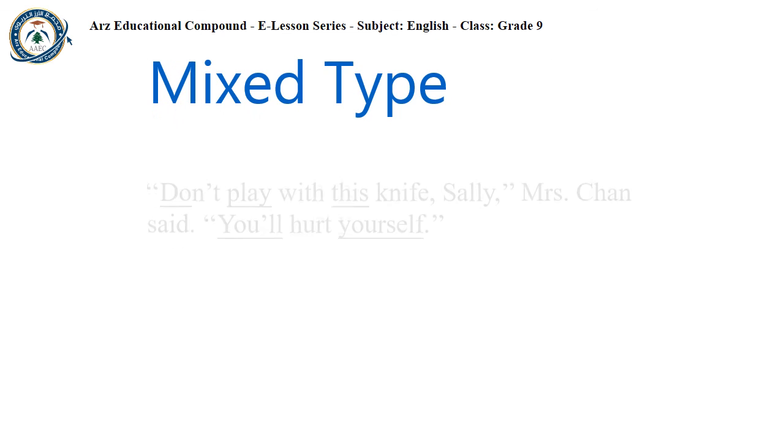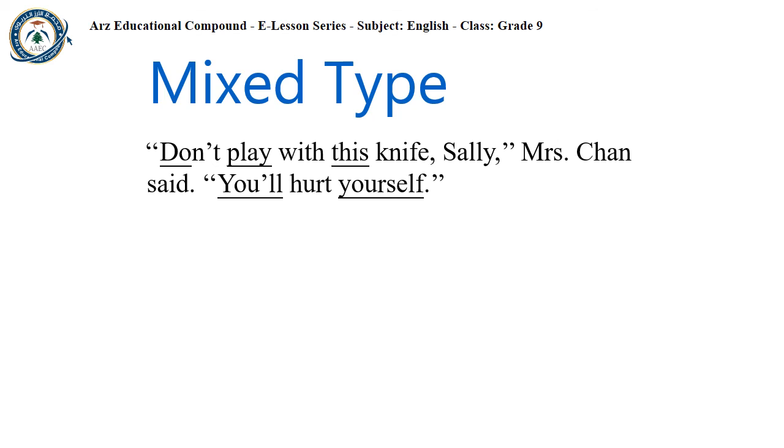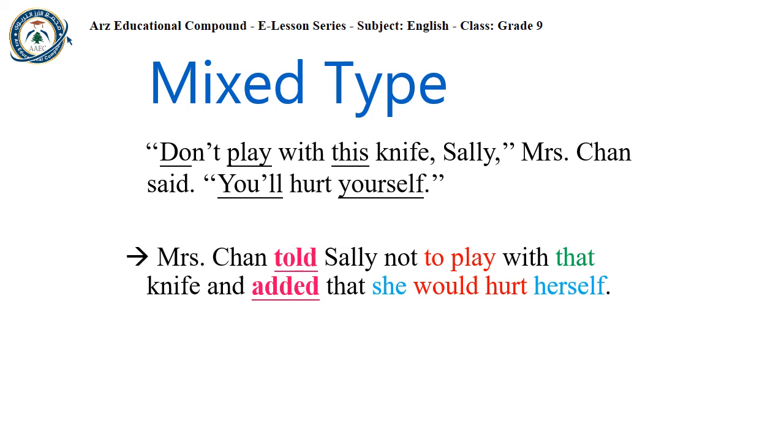In mixed types, like "Don't play with this knife, Sally," Mrs. Chan said, "You will hurt yourself." You change this sentence this way. Mrs. Chan told Sally not to play with that knife. This has been already explained. You will hurt yourself is something she added. Mrs. Chan added. So she added that she would hurt herself. She refers to Sally. So Mrs. Chan told Sally not to play with that knife and added, what is the subject of added? It's Mrs. Chan, that she would hurt herself, that Sally would hurt herself.